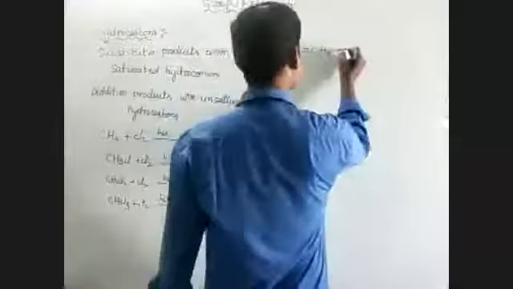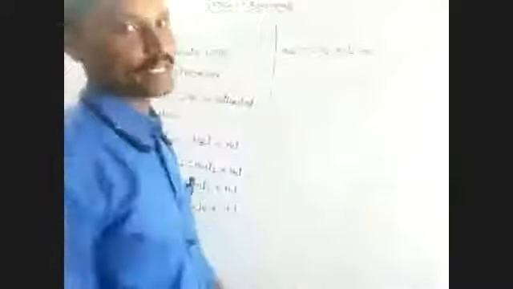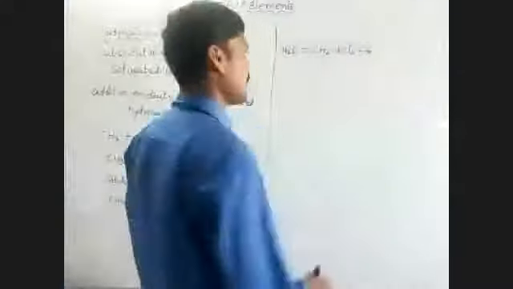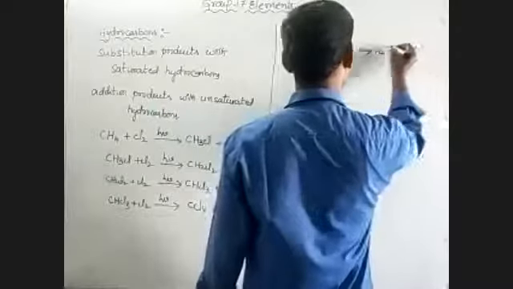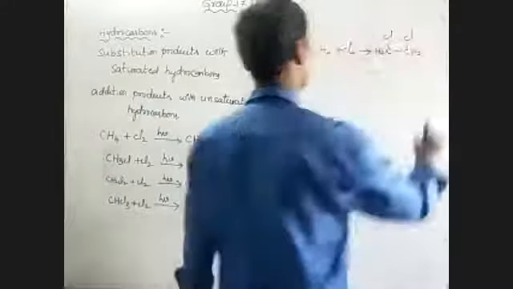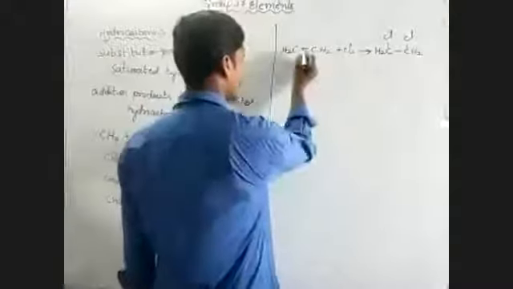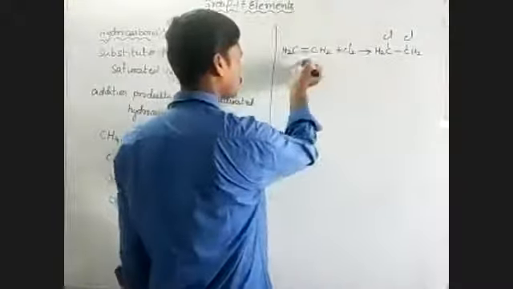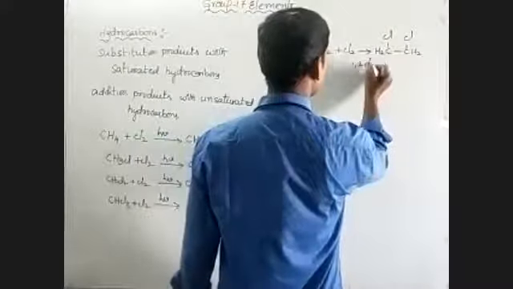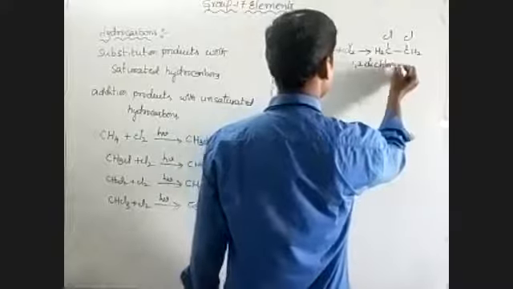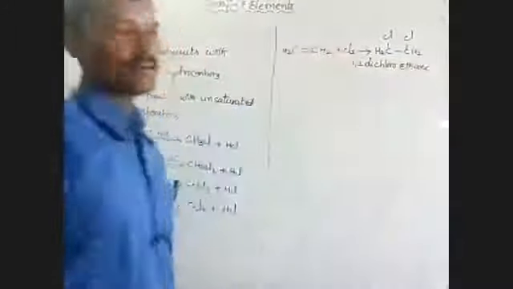This unsaturated hydrocarbon combines with chlorine. It forms an addition product. There is no substitution. Addition means CH2 single bond CH2, like this. This is the addition product. Here this bond breaks, and two chlorines are added on adjacent sides. The name of the compound is 1,2-dichloroethane.